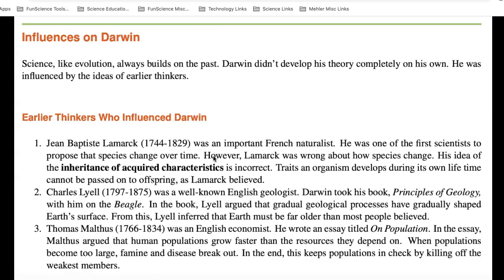Charles Lyell, who was a personal friend of Darwin's, wrote a book on geology about how old the Earth was, which was a big influence. And there was also an English economist by the name of Thomas Malthus who wrote a book on population. And he stated that when populations became too large, famine and disease break out. In the end, this keeps populations in check. There are other ideas from Malthus that helped Darwin, so please read and understand those.